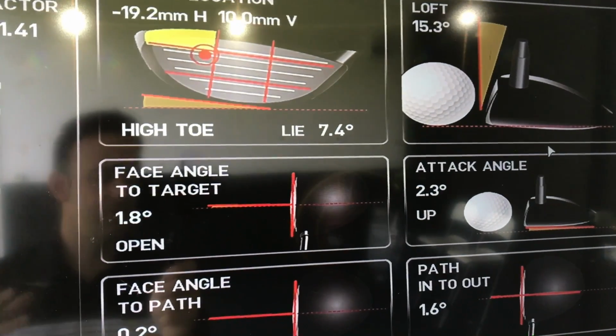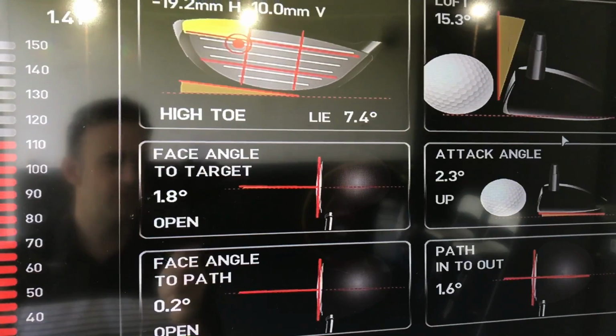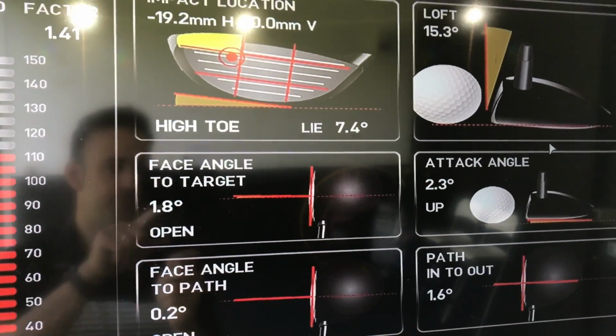Okay. As I say, I haven't changed the driver. My angle of attack stayed the same. Purely strike has changed it. 1100 revs, 12 more yard carry.